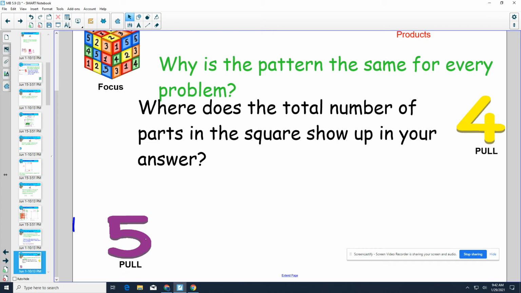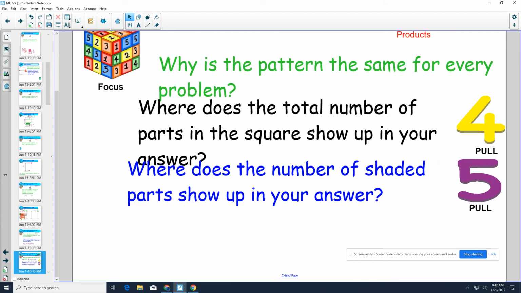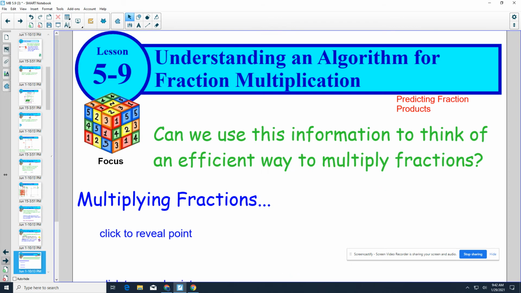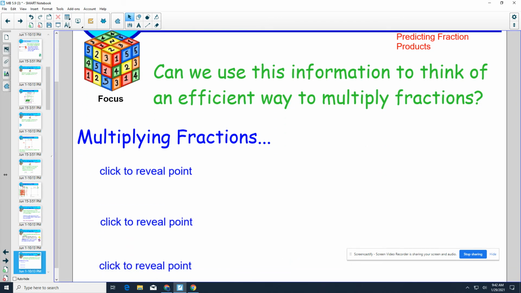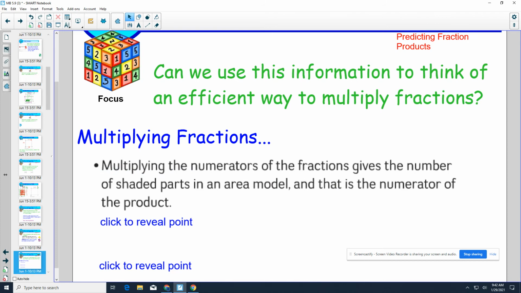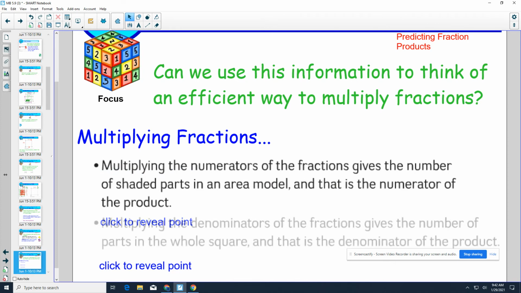Okay, the total number would be in the denominator, right? And the shaded part is your numerator. Remember, the numerator of a fraction is parts. The denominator is the whole amount. So we can use this information to think of an efficient way to multiply fractions. So we know we could multiply the numerators and the denominators.